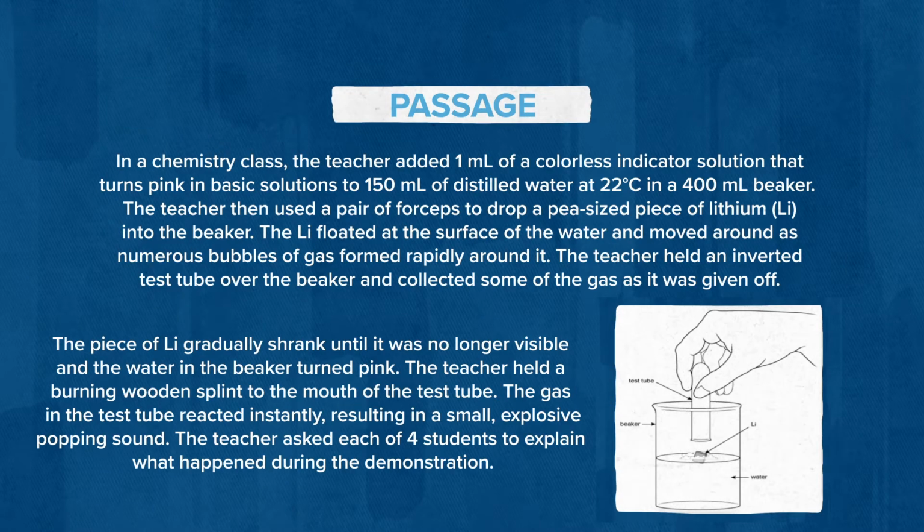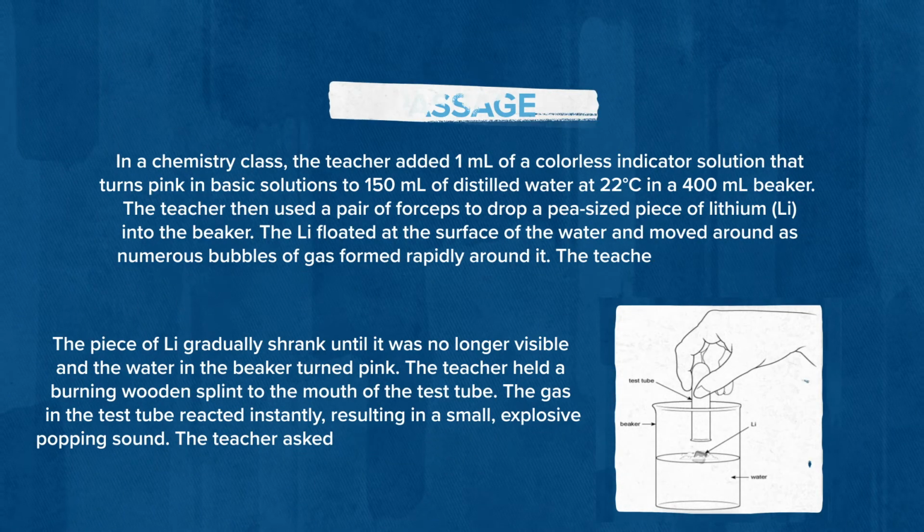Now, during the test, you would want to dive a little deeper into reading this passage or skimming through it for more information. But for this particular question, I'm just going to summarize the important information. Basically, a teacher placed a piece of lithium into a beaker of distilled water that included a pH indicator. When the lithium was placed into the solution, it turned pink, and each of the students described what scientific process happened.